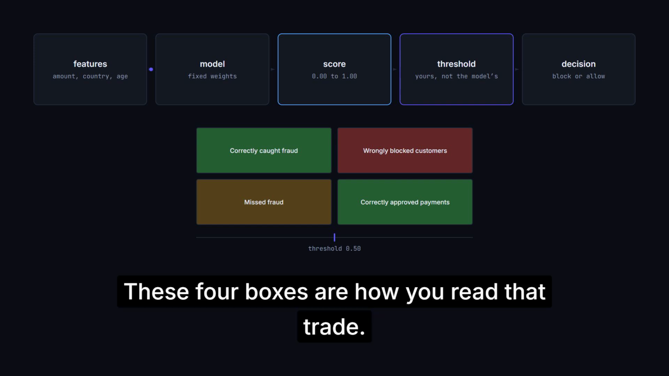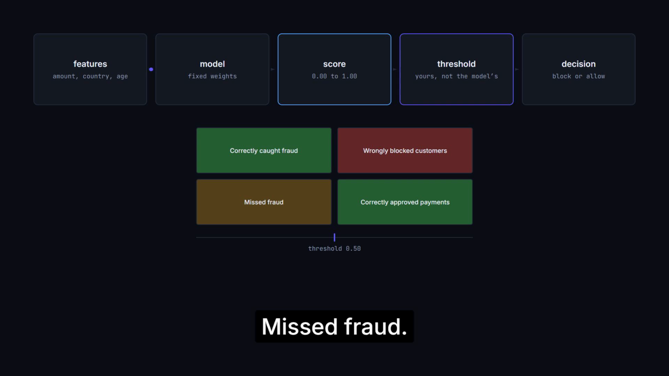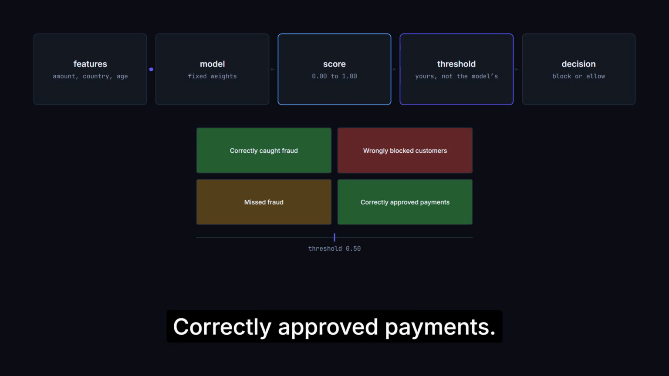These 4 boxes are how you read that trade. Correctly caught fraud, wrongly blocked customers, missed fraud, correctly approved payments. Those 4 boxes have a name, the confusion matrix.